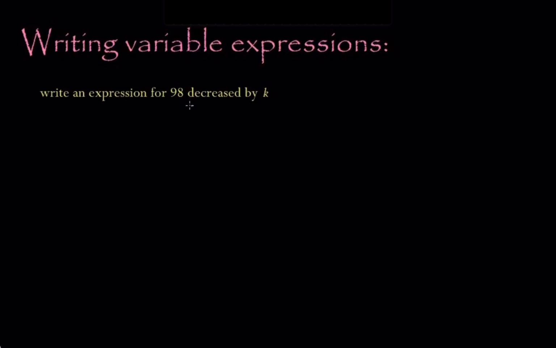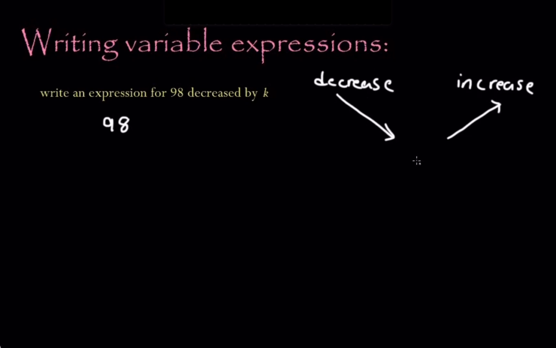So it says 98 decreased by K. Okay, so we have 98, and decreased means going down. Decrease means going down. Increase means going up. So right now we are decreasing, we're going down. So we subtract K. Okay, that's our variable expression.